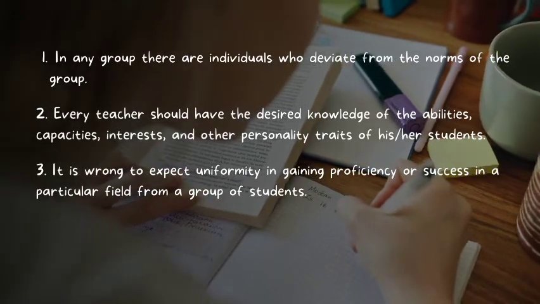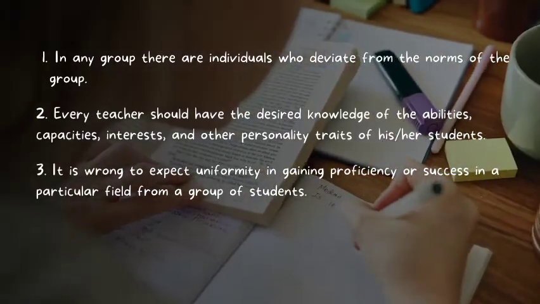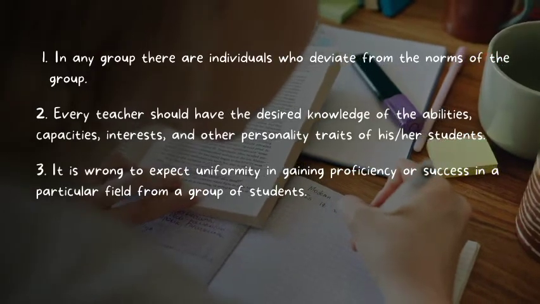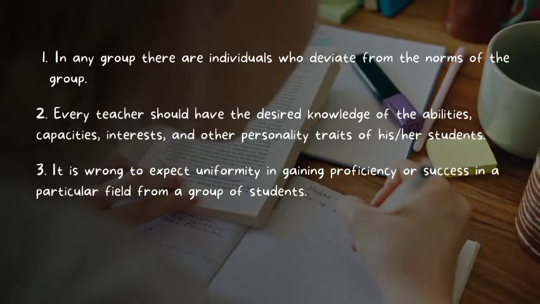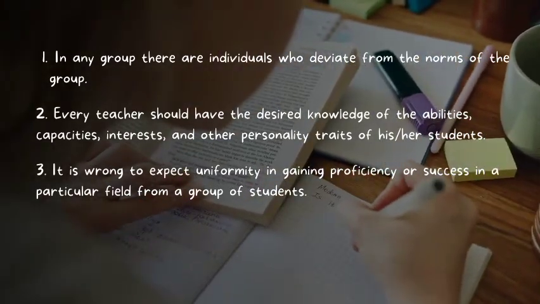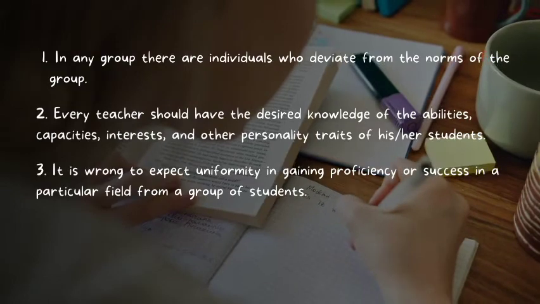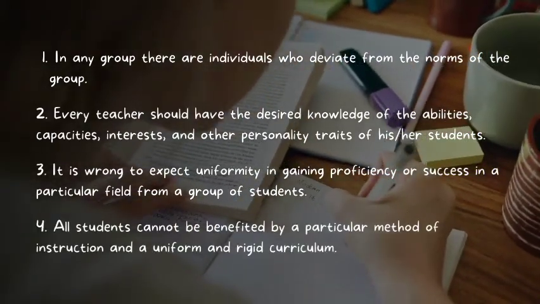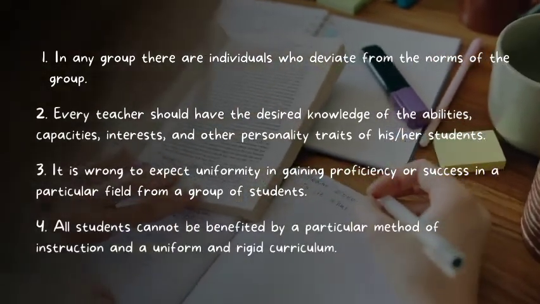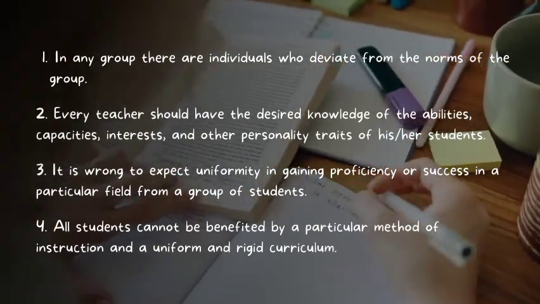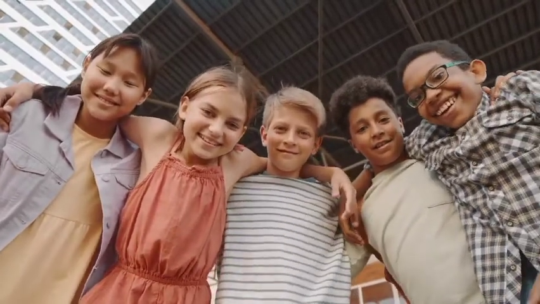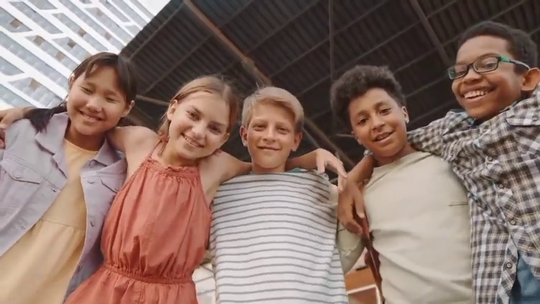It is wrong to expect uniformity in gaining proficiency or success in a particular field from a group of students on account of their subnormal intelligence, previous background, lack of proper interest, aptitude, and attitude, etc. Some students lag behind in one or the other area of achievement. Lastly, all students cannot be benefited by a particular method of instruction and a uniform and rigid curriculum. Each student is a unique individual, different in cognitive and affective development, social maturity, learning styles, interests, and potentials.